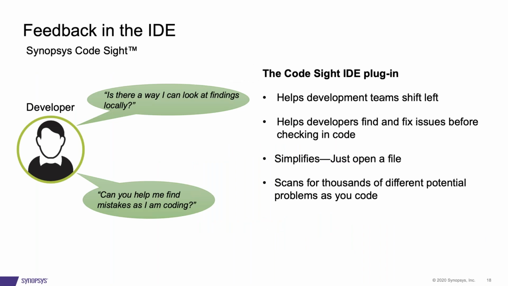So for feedback in the IDE, we're going to show you the Synopsys CodeSite IDE plugin. This answers the question, this Coverity tool looks great, but is there a way I can find security weaknesses and coding mistakes before I even check in the code? Can you help me find things as I'm coding? It's really simple. All the developer has to do is install the plugin, and this can even be automated by the IT team. And all they have to do is open a file, work on some code, save the file. Everything else happens automatically. It will scan in the background for coding mistakes and potential security vulnerabilities as the code is being written.